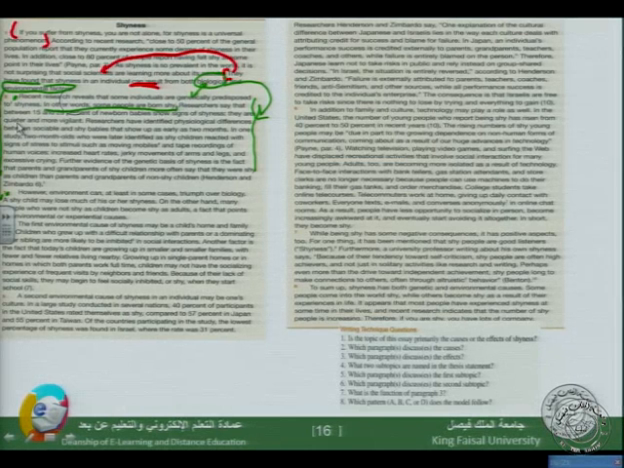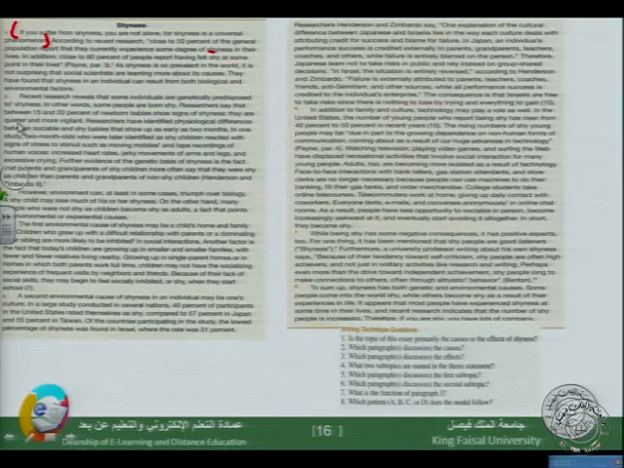Have you started to understand the structure of the essay? Have you got the idea that the body paragraphs are predestined in the introductory paragraph? As you can see in the introductory paragraph, we have a thesis statement. It says that they have found that shyness in an individual can result from both biological and environmental factors. From this, I know that the body paragraphs are going to talk about the biological factors and then the environmental factors.